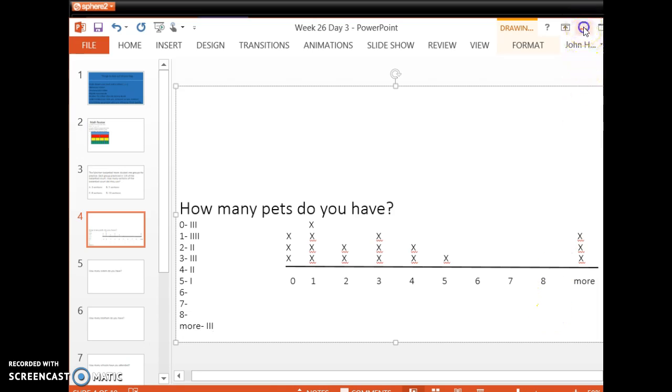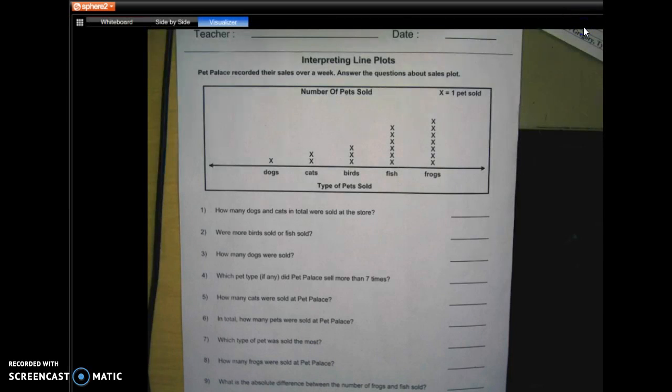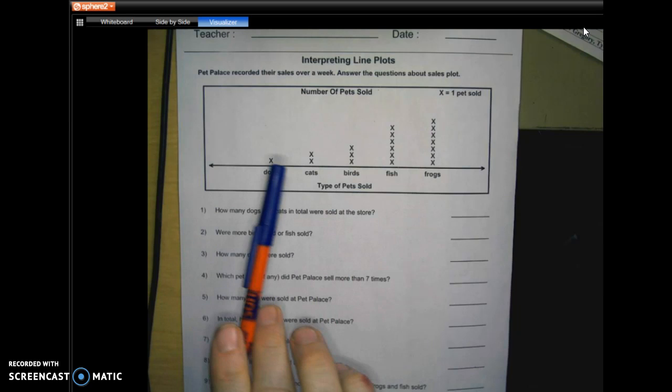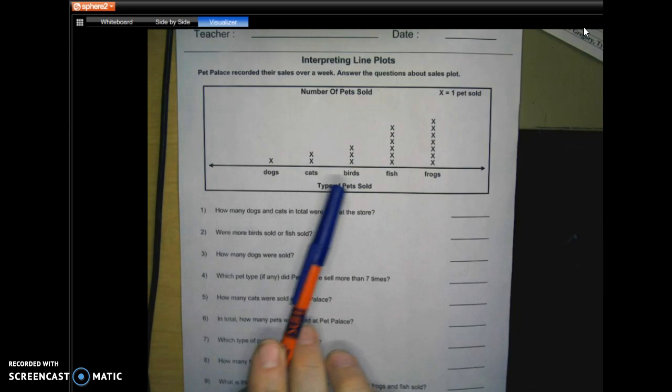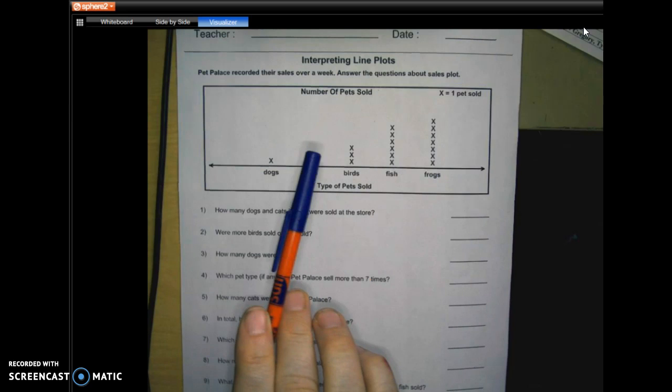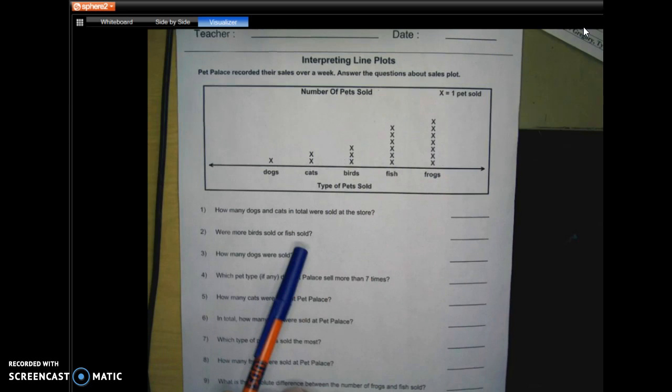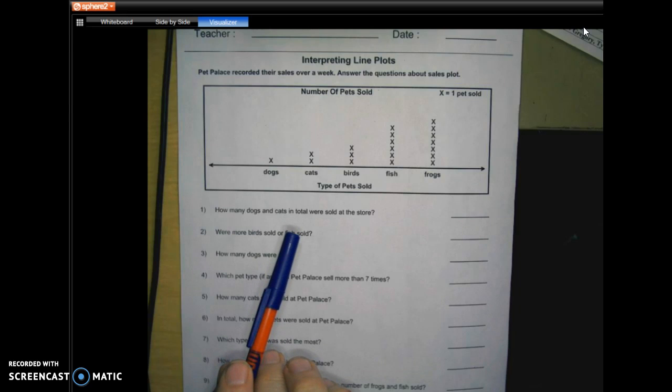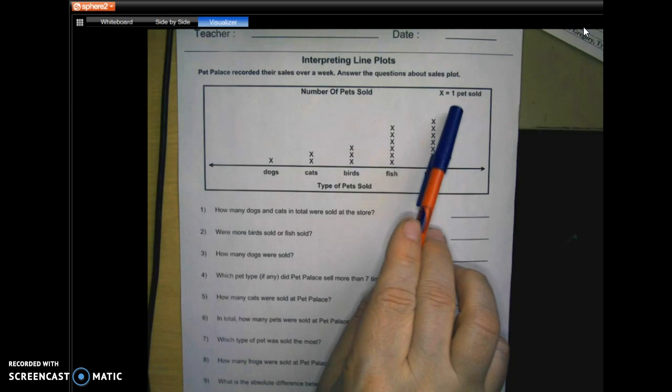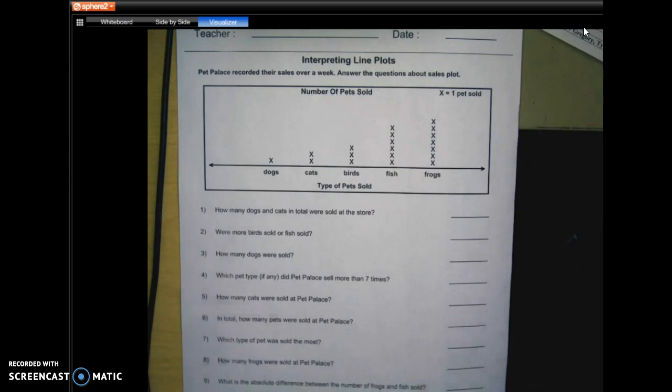The homework looks like this. And the first question says, how many dogs and cats in total were sold at the store? Well, when we look here, we notice that there are dogs, cats, birds, fish, frogs. There are X's, but the thing we need to know is how many does each X represent? And up in this corner, it says X equals one pet sold.